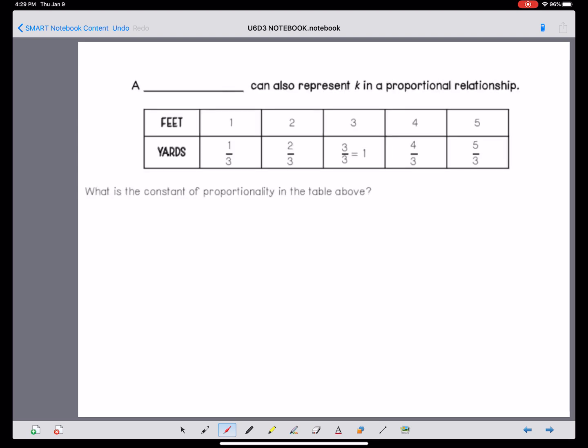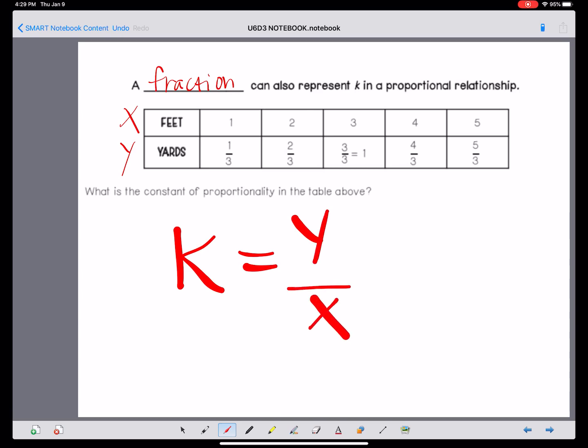All right, next table, sorry, I keep calling it a graph. A fraction can also represent k in a proportional relationship. The first unit always listed will be x. The second one is always y. And our favorite equation, we need to write that out because it's our favorite. k is equal to y divided by x.